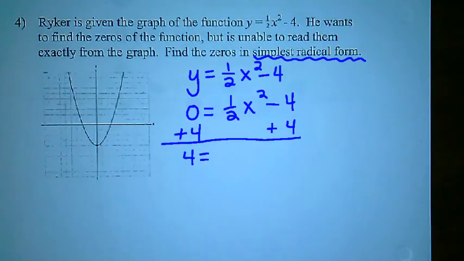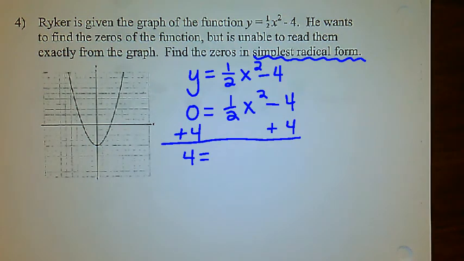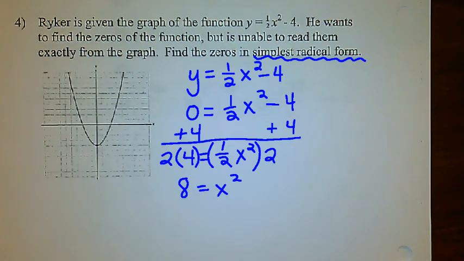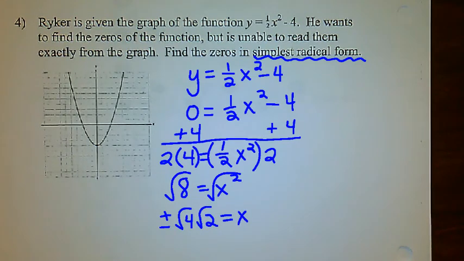I'm isolating that x squared, so I need to get rid of the 1/2. It's no different than if you were isolating an x. The only difference is that there's an x squared. Remember, the opposite of 1/2: we can multiply by the reciprocal, or you divide by 1/2. So I'm going to multiply both sides by 2. So 8 is equal to x squared. Square root both sides. So I get plus or minus the square root of radical 4 and radical 2. So x is equal to plus or minus 2 radical 2.